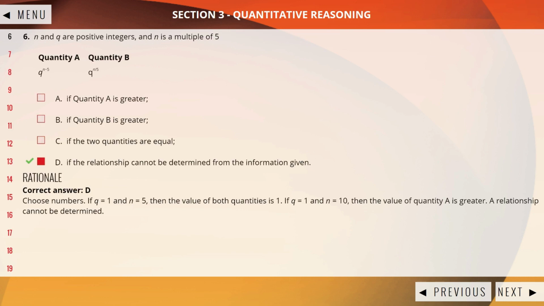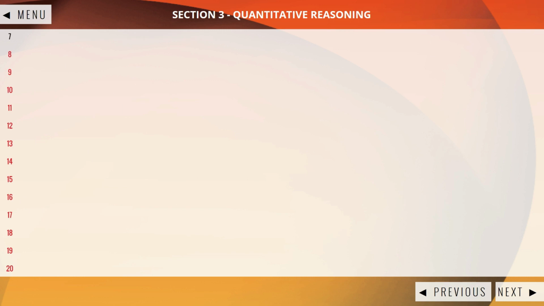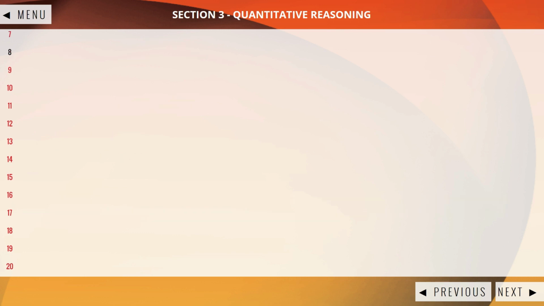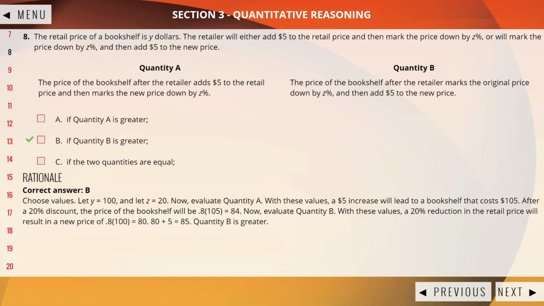This was good. If Q is 1, it doesn't matter what the power is. This was fine because it's similar triangles. So interesting. Oh, they did say it was B. They did say it was B.